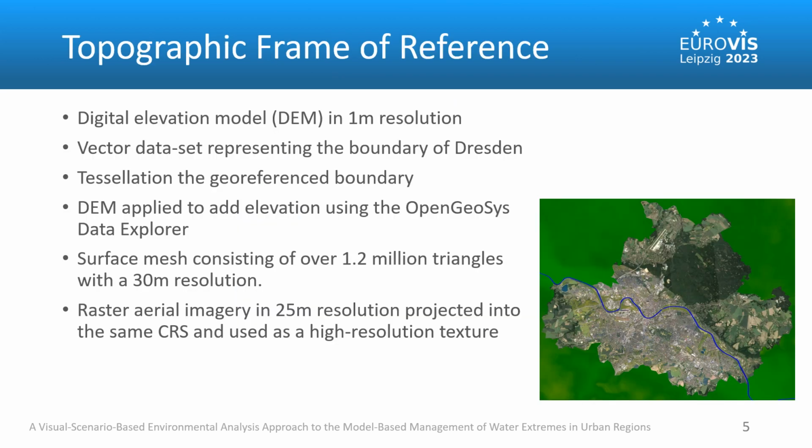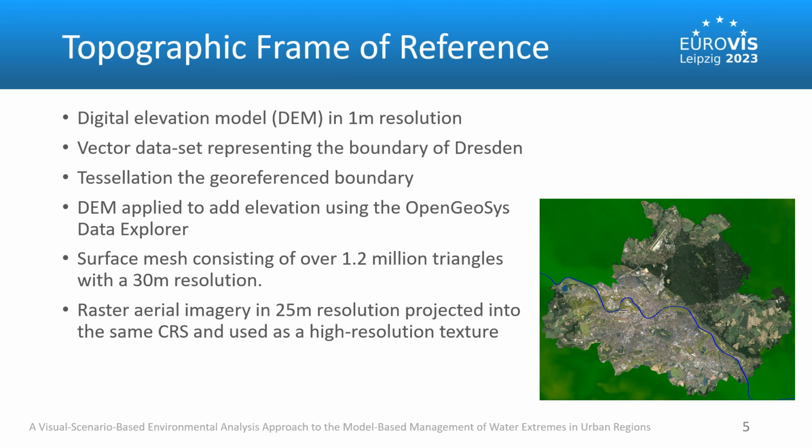The geographic 3D representation of the topographic frame of reference has been generated from the digital elevation model in 1 meter resolution of the region. A vector dataset representing the boundary of the city of Dresden was obtained from the open-access geographic environmental data libraries of the state of Saxony.